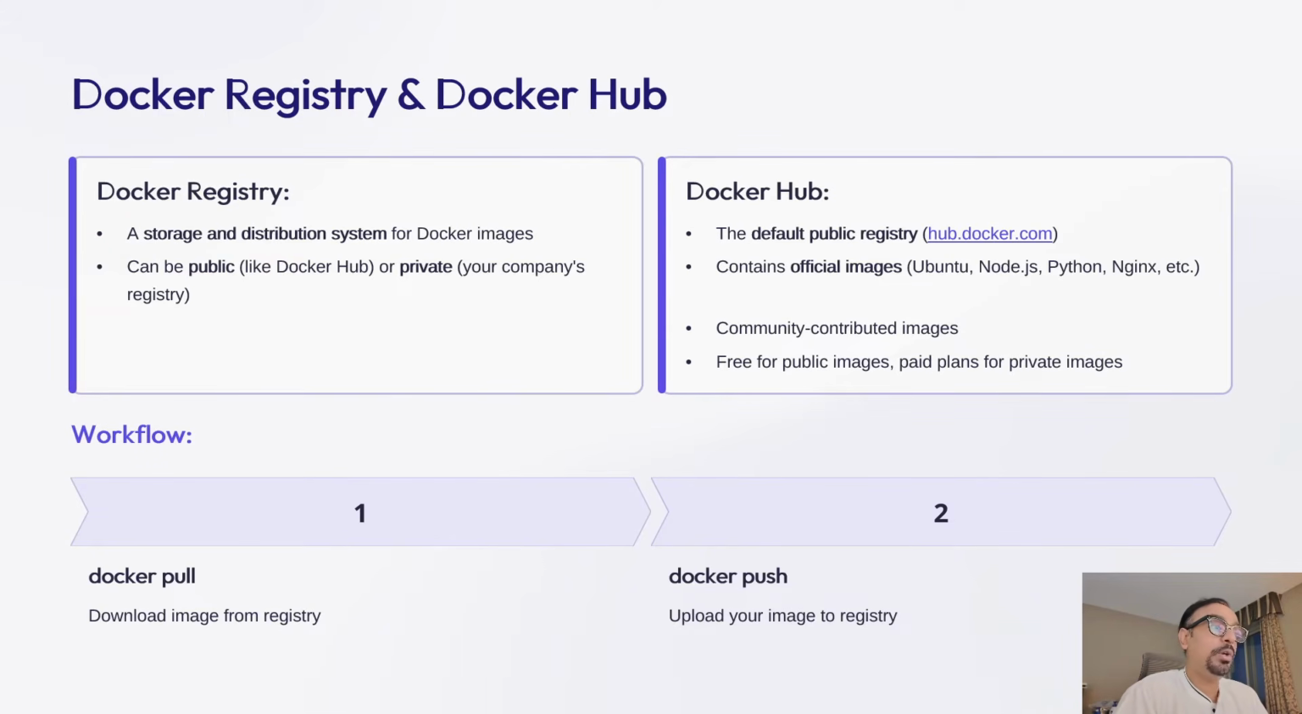Now let's talk about Docker images. Docker images actually live in Docker registries. A registry is essentially a storage and distribution system for Docker images, like GitHub is for code or YouTube is for videos. The most popular registry is Docker Hub, the default public registry that Docker uses. When you run docker run hello-world, Docker is going to automatically pull the image from Docker Hub. What is this Docker Hub?